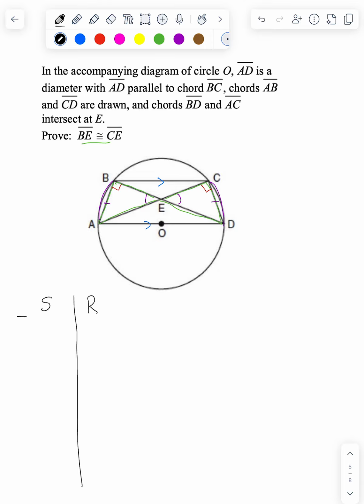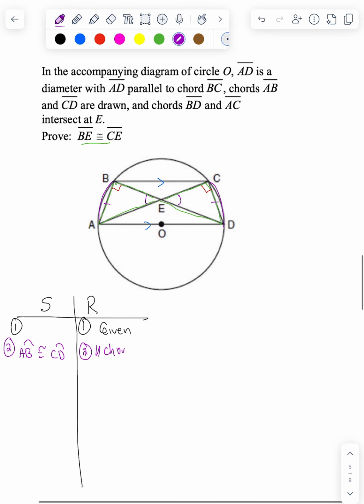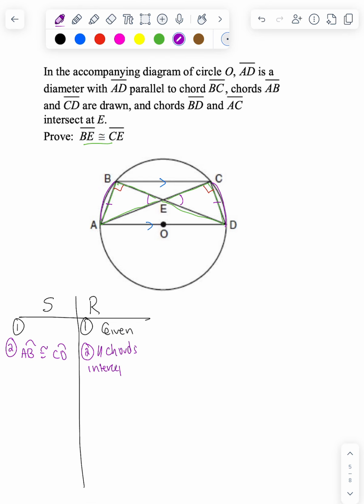So I'm going to start writing my proof. And once again, to save some time in this video, I'm going to skip writing down all the givens. We said that arc AB was congruent to arc CD. And that's because parallel chords intercept congruent arcs. We also had that chord AB is congruent to chord CD. And that's because congruent chords intercept congruent arcs.